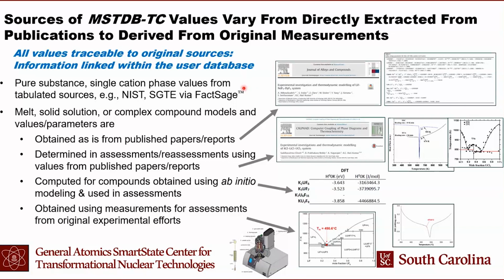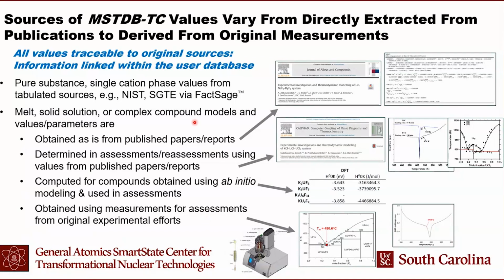So we have pure substances where we've taken values from either the NIST database or the SGTE, that's Scientific Group Thermodata Europe, which is available in the FACTSAGE equilibrium code. We also have data for melt and solid solutions and complex compounds, and that can come from literature. Directly, as I mentioned, we can use literature information to do our own derivations. We can use sometimes ab initio calculations and modeling to provide data for use in the database, and we make our own original measurements for assessments.